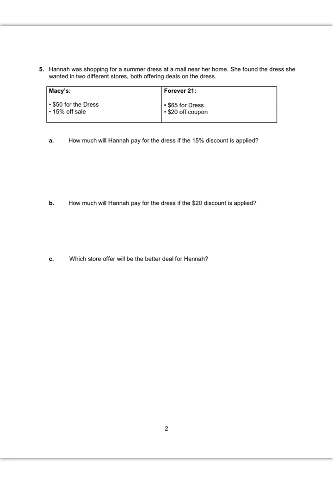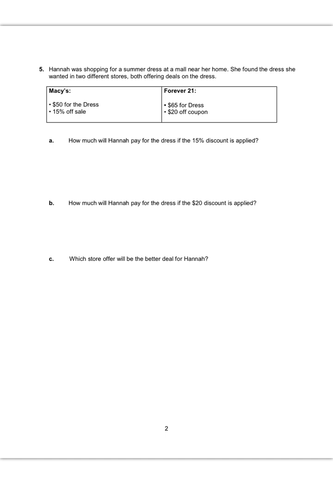All right, here we go. Number 5. So Hannah was shopping for a summer dress at a mall near her home. She found the dress she wanted in 2 different stores, both offering deals on the dress. Store number 1 was Macy's for $50 for the dress with a 15% off sale. And store number 2 was Forever 21 for the dress at $65 with a 20% or $20 off coupon. We want to know which store Hannah needs to choose in order to have the best deal.